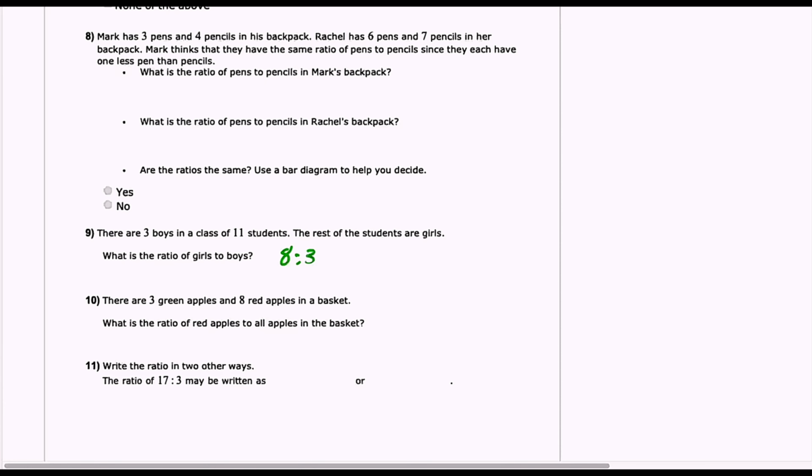There are 3 green apples and 8 red apples in a basket. What is the ratio of red apples to all apples in the basket? The first step, I need to write the number of red apples. What is the number of red apples written in the question? Yes, it's 8, to what? I need to write it to the total number of apples we have in the basket. If you check the basket, it has 3 green and 8 red. Then the total number of apples we have in this basket is 11. Then the ratio that we want in this question is 8 to 11.